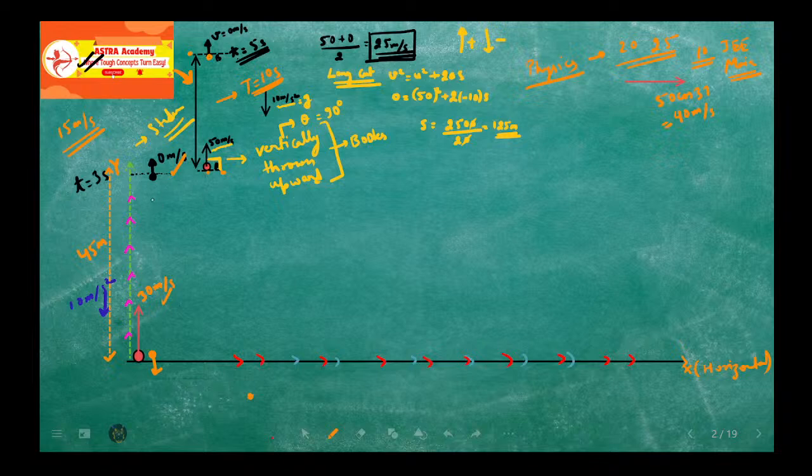By the same concept I can say that 3 seconds the ball has taken to reach the maximum height, and 3 seconds the ball will take to come to the bottommost point, to the ground again. So here we can say that the total time of flight will be 6 seconds.